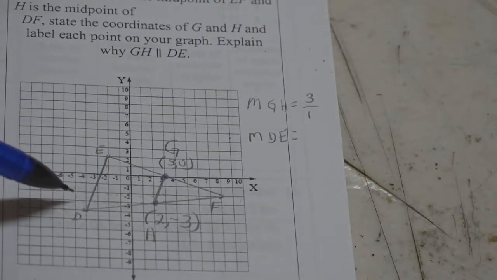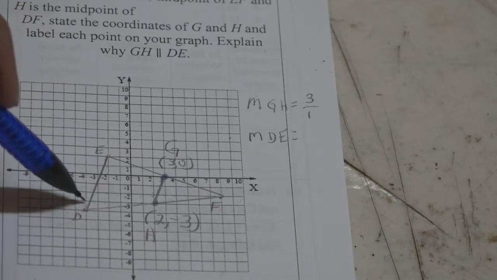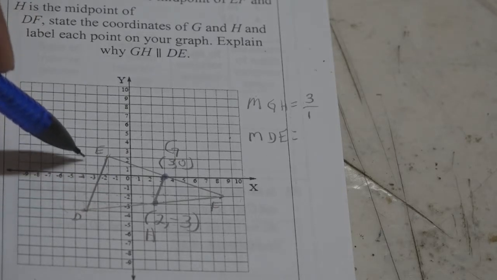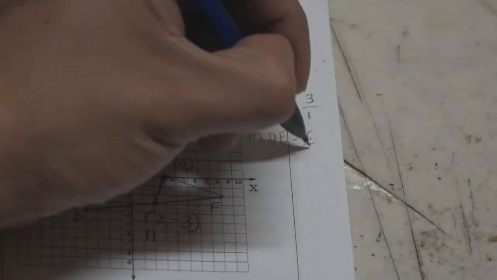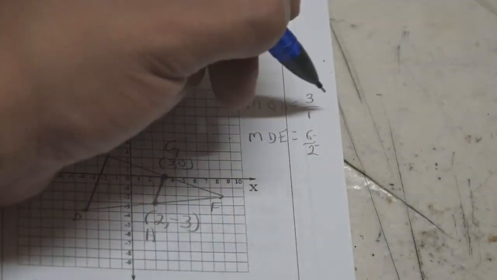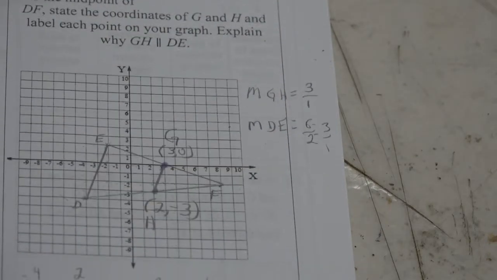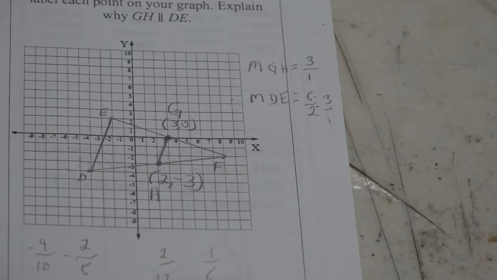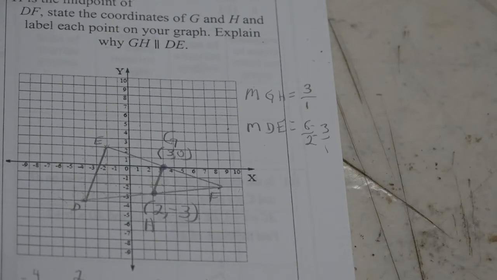Okay, what is the slope of DE? Easy. I think it's going to be 6 over 2 because this is half of this. So let's see now. 1, 2, 3, 4, 5, 6. 1, 2. Boom. I knew it. 6 over 2, which is the same thing as 3 over 1. So now you can say in writing, of course, that GH is parallel to DE because they have the same slope.